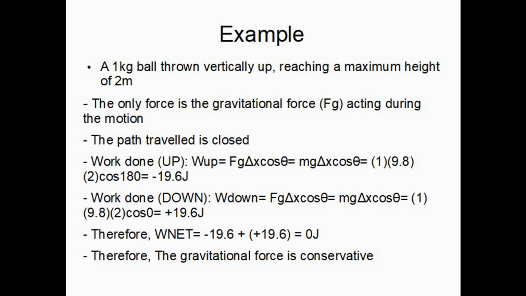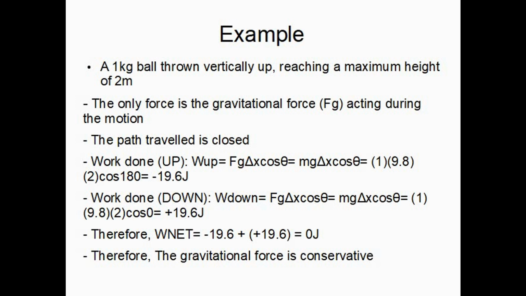Now, the work done by the downward motion gives us exactly the same answer as above, except that it's positive, because delta x is now in the same direction as the force and the motion of the ball. That gives us an answer of positive 19.6 joules. So when we calculate the net work done on the object, negative 19.6 plus positive 19.6 gives us 0 joules. Therefore, the gravitational force is conservative.